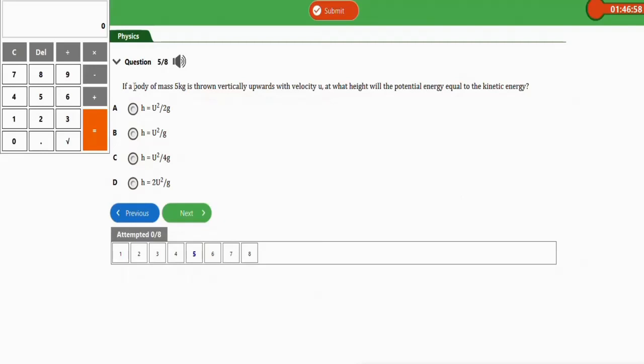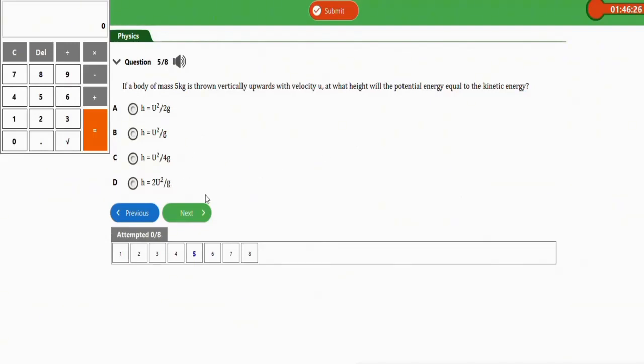It says, if a body of mass 5 kg is thrown vertically upwards with velocity u, initial velocity actually, at what height will the potential energy equal the kinetic energy? From the expressions we have here, the correct expression will be option A, u squared over 2g. So guys, take note of this particular question as well. The correct option is option A, in case it happens to be repeated for you in your JAMB Physics.